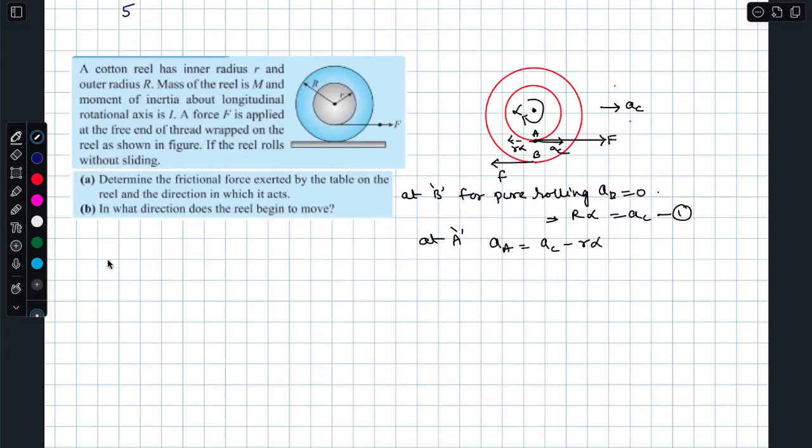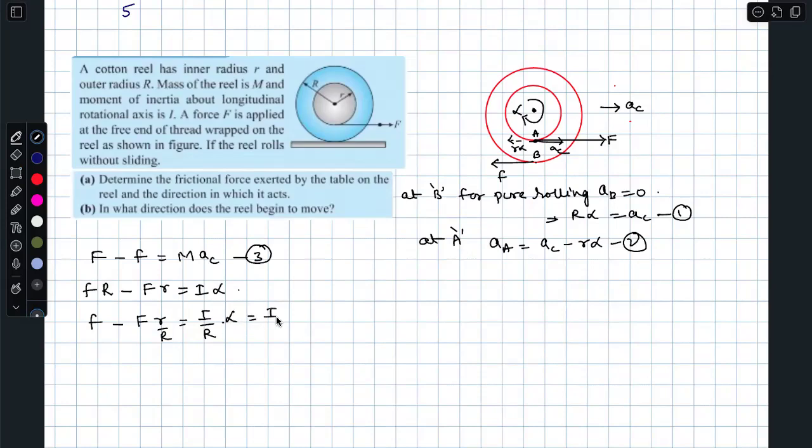Now the free body diagram gives equation 3. Next, rotation step: F into capital R minus f into small r is I alpha. So F minus f is I by R times alpha, I by R square AC, equation 4.